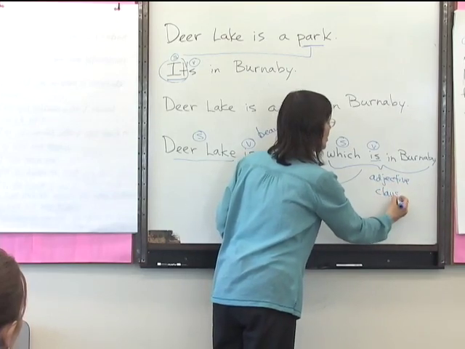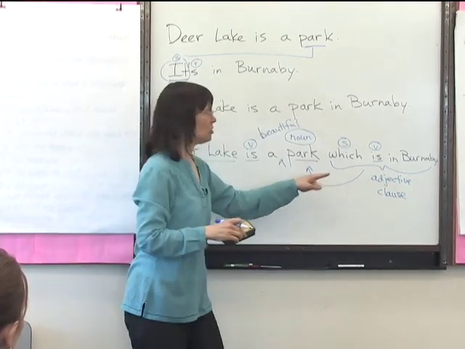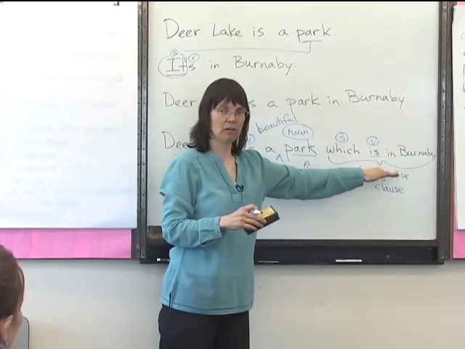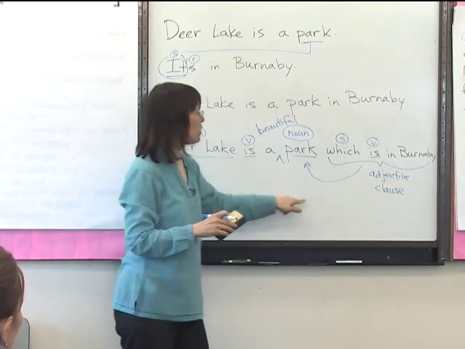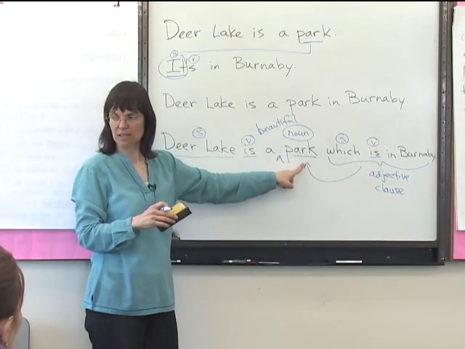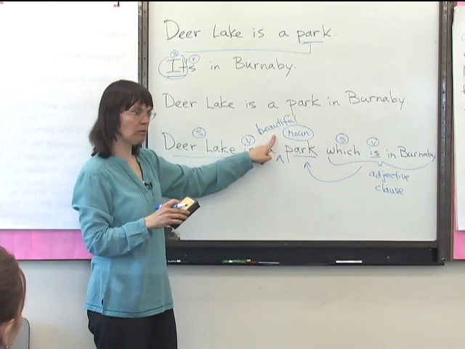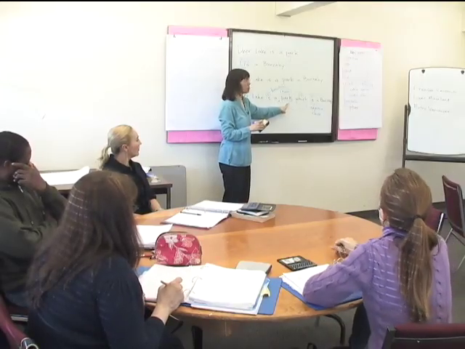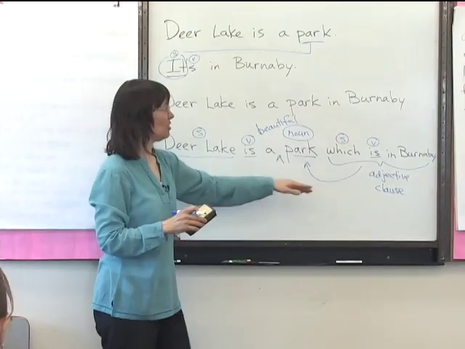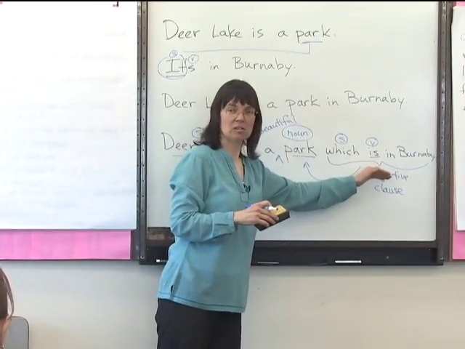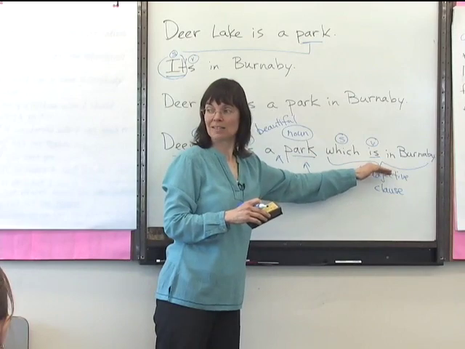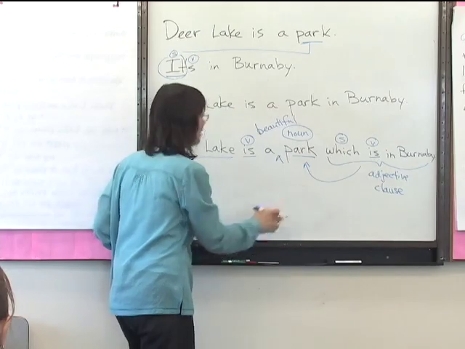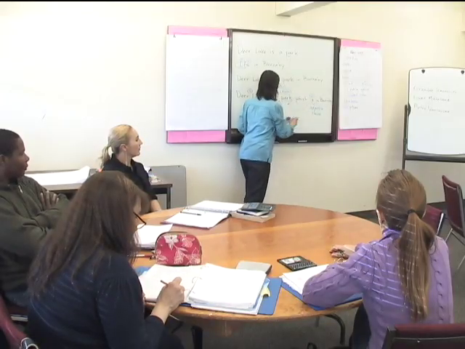So an adjective clause is a group of words in the sentence that has a subject and a verb, and it gives information about a noun. It describes a noun. Just like the word beautiful describes the park. Oh, what's the park like? Oh, it's beautiful. That's an adjective. Where's Deer Lake? It's a park that's in Burnaby. That's another way you can do it. So you could use that or which.